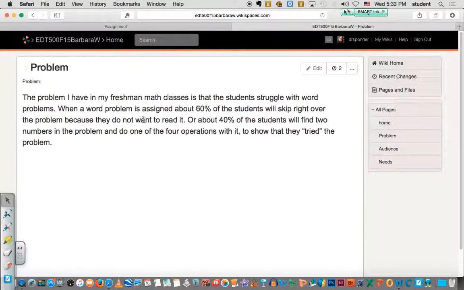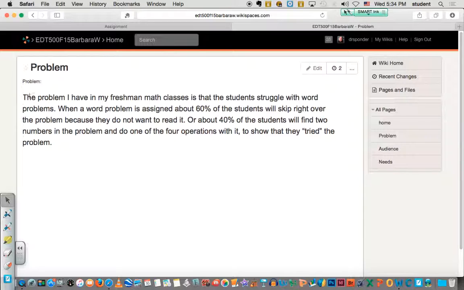You don't know if they want to or not. Don't use the word want. That kind of assumes that. But 40% of the students will try and find two numbers in the problem and do one to four operations with it to show they tried the problem. However, they do not complete the problem. You want to make sure that we know it's a problem, so you have to have in there something that shows that even though they tried, they're not completing.